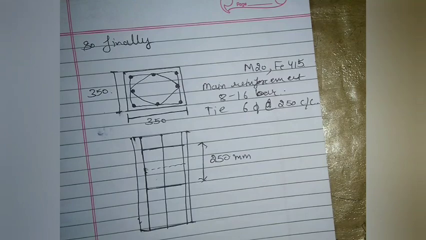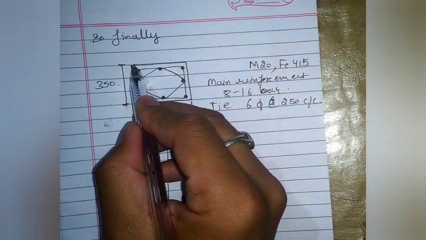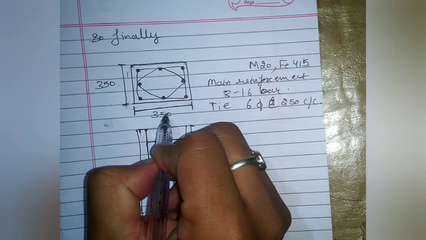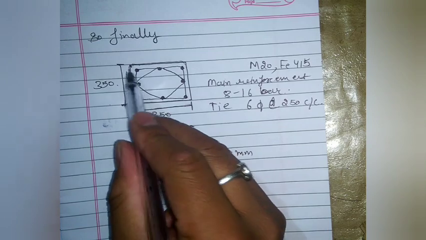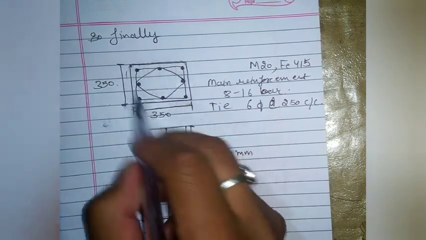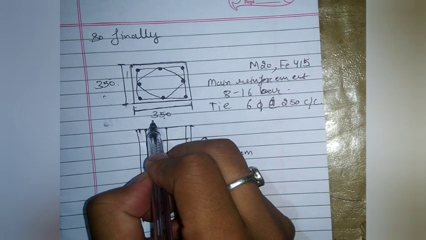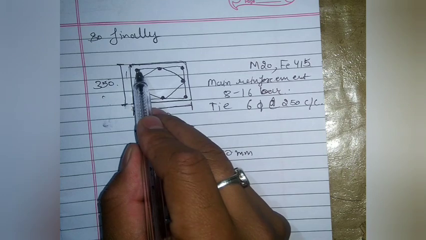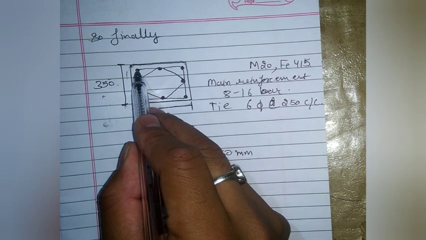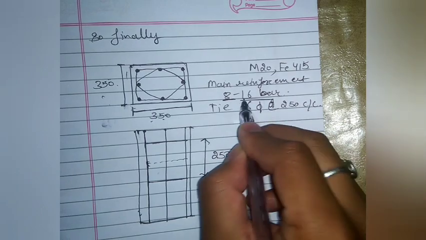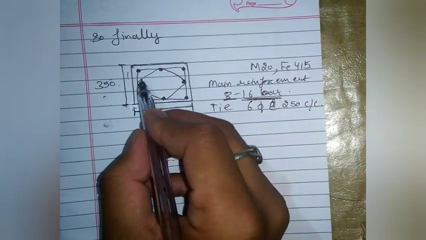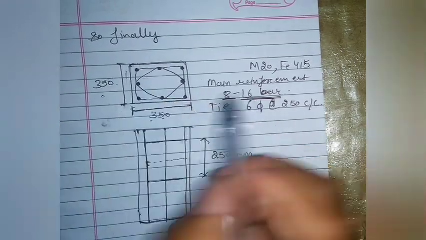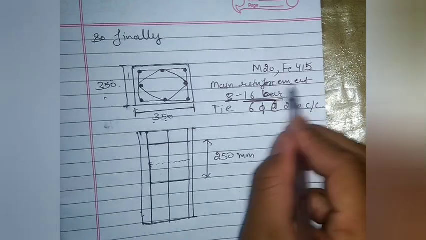So now finally we got the cross section here like this. Okay, so this is 350 that we have calculated, and the number of bars we calculated for this 350 by 350 column came out to be 8, so we will provide 8 bars. Then the main longitudinal bars, the main reinforcement: 8 bars of 16 mm dia we are taking. 1 2 3 4 5 6 7 8. Okay, so this is your main reinforcement.